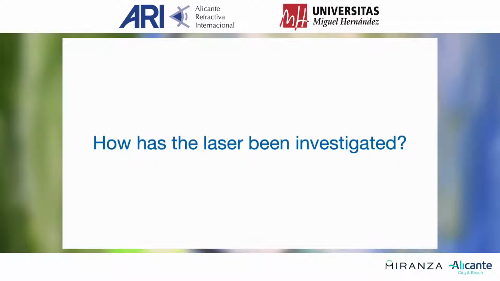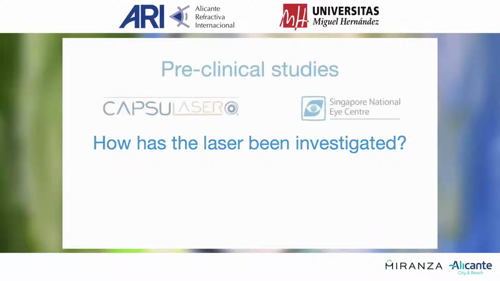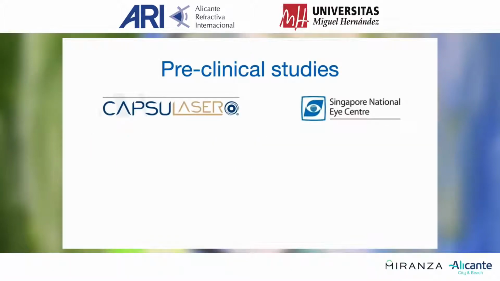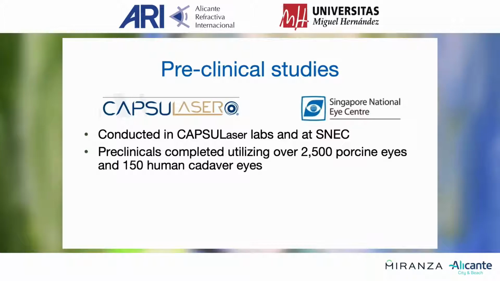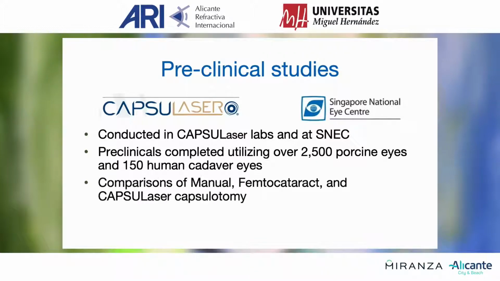How has the laser been investigated? There were preclinical studies carried out at the Singapore National Eye Centre in the Capsulaser labs established there. The preclinicals completed the utilization of over 2,500 porcine eyes and 150 cadaver eyes. There have also been comparisons made with manual, femtocataract and Capsulaser capsulotomies, as we'll see.